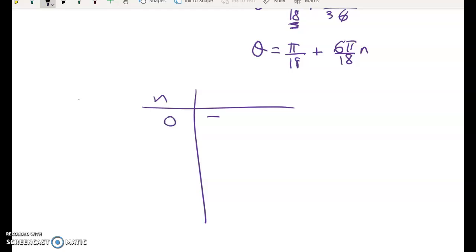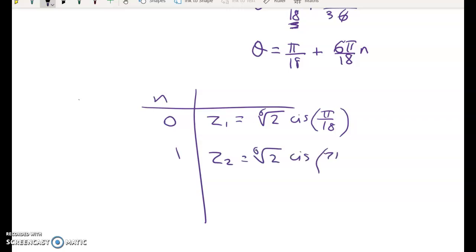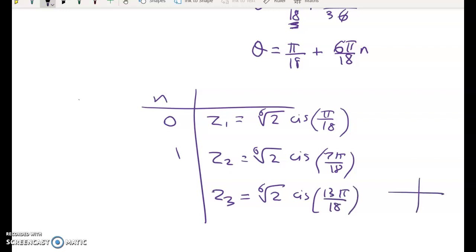So when n is 0, z1 is going to be this. The next one will be this. So when n is 1, you'll have 7 pi on 18. We've got room for one more before we have to go backwards. So here we're going to have 7 plus 6 is 13 pi on 18. If we did another 6, we'd be around to 19 pi on 18, which is over there.